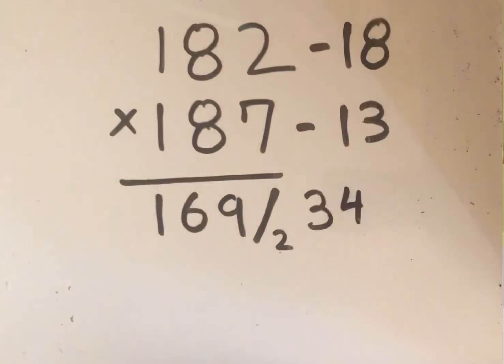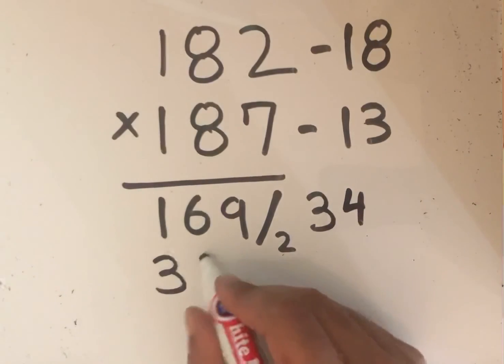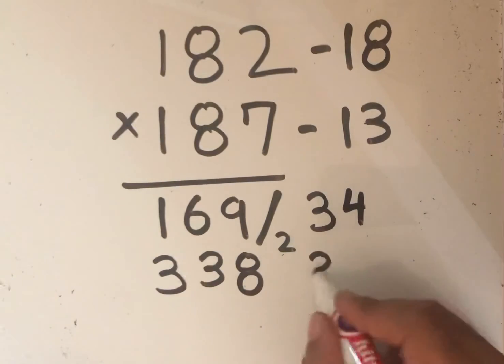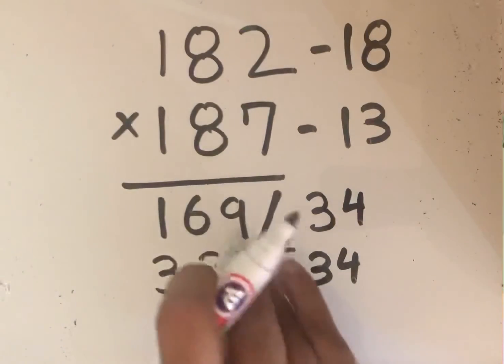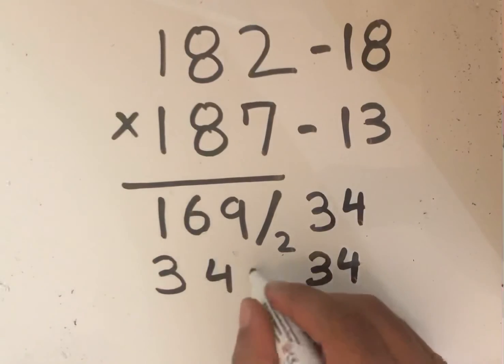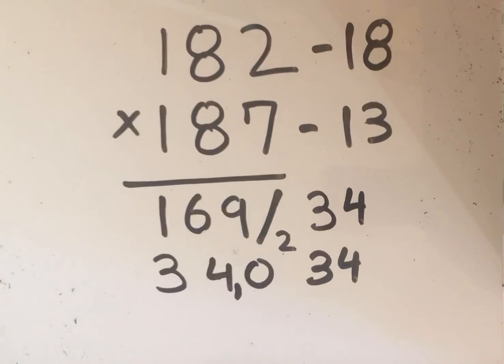Now I have to double this, so that's really close to 170 times 2, which is 340, so it has to be 338. And this 2 needs to be brought over, so it becomes 340, okay? So final answer is 34,034, okay? Good job, keep practicing. This is a special method. It's useful for numbers really close to 200, but it still is these problems are gonna arise.